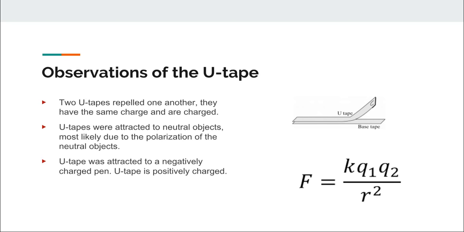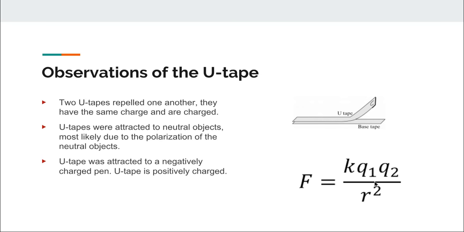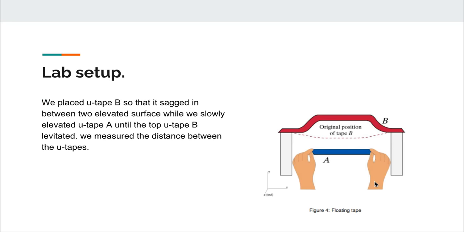Third, the U-tape was attracted to a negatively charged pen. We can conclude that the U-tape was positively charged since opposite charges attract according to Coulomb's law. If Q1 times Q2 is negative, there will be a negative force, and a negative force means that there's an attractive force. Whereas if Q1 times Q2 is positive, meaning that they have like charges, the force would be positive, meaning that there will be a repulsive force.